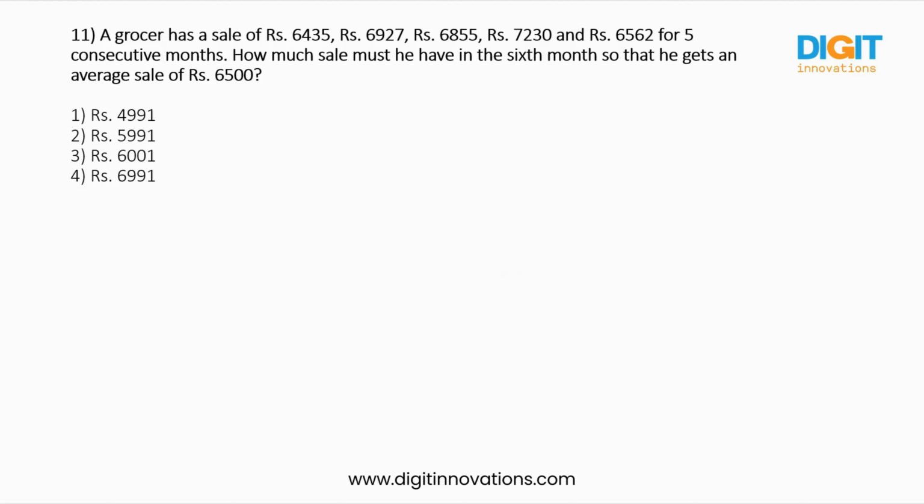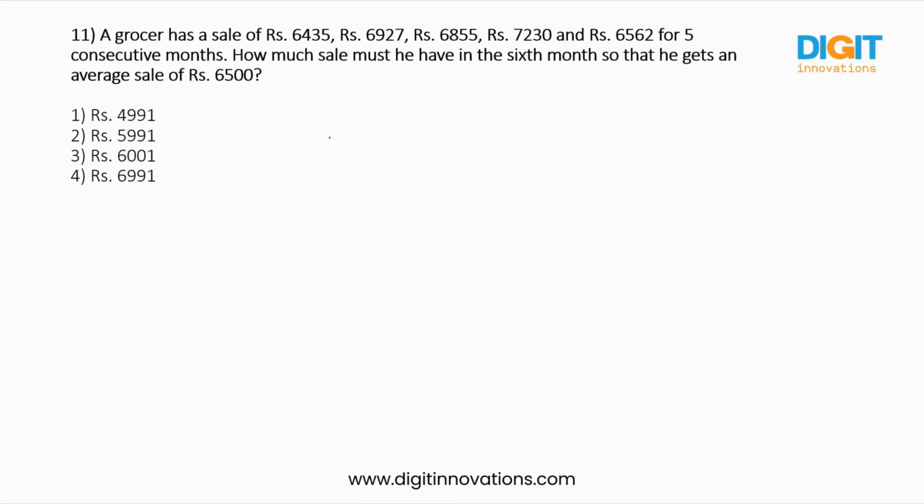So in the first month he got sales of 6,435, and next month he got 6,927, and third month he got 6,855, and the fourth month he got 7,230, and the fifth month he got 6,562. These are the 5 consecutive months, and they are asking what is the sale he's going to get in the 6th month. So the average of those 6 months would be 6,500, they are asking.